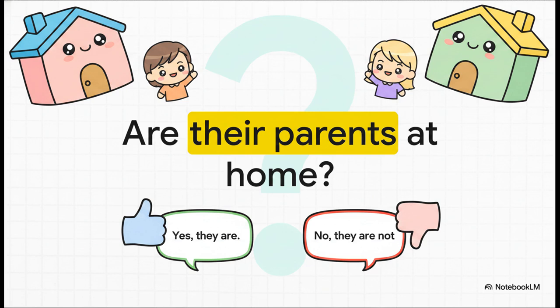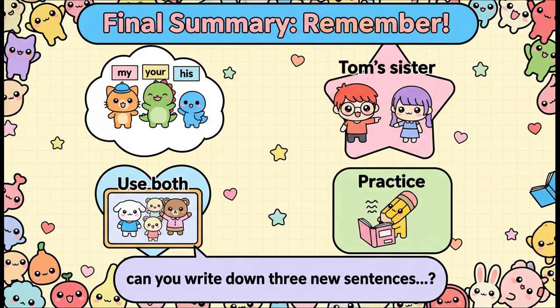Fantastic! You're doing great. Well, that brings us to the end. Let's do a super quick summary of what we learned. First, remember those possessive adjectives like my, your, and his? They always come right before a noun. Second, to show possession with a specific name, just add an apostrophe S, like Tom's sister. And of course, the best way to get really good at this is to practice, practice, practice.